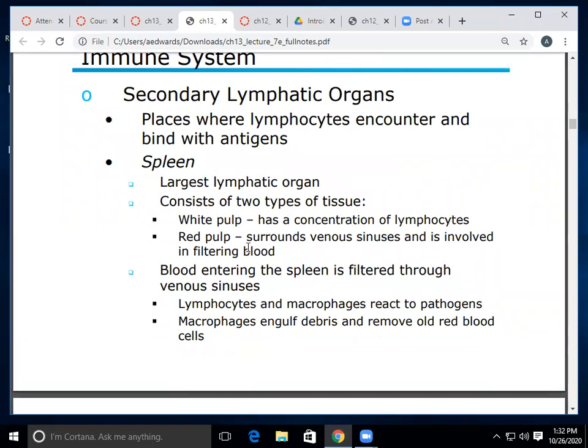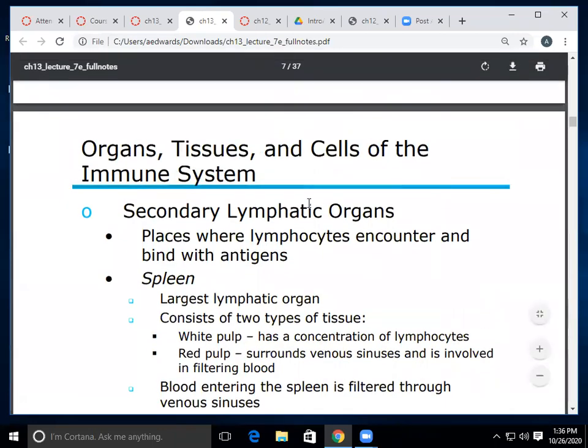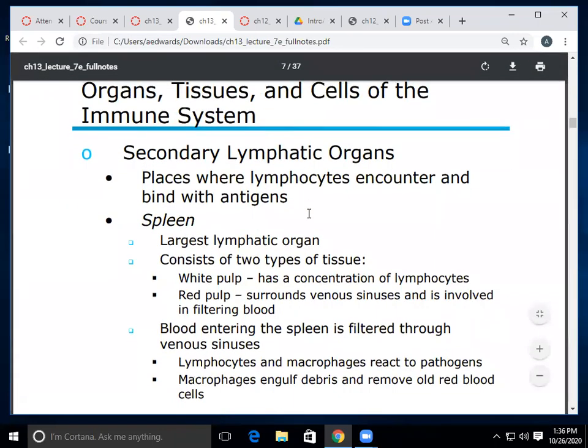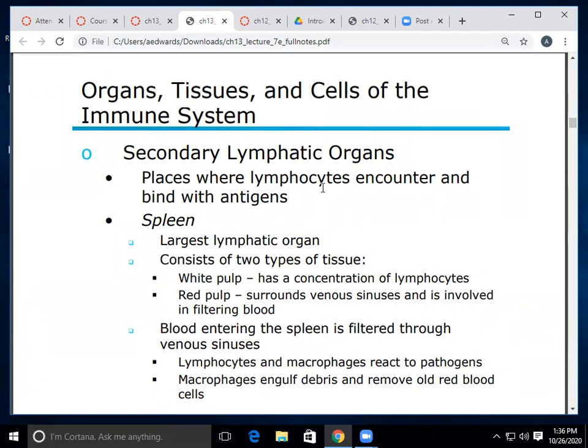Let's take a break before we discuss the secondary. I want you to discuss the primary lymphatic organs and lymphatic cells with your partners. You can do this at home as well. We are going to pick up with secondary lymphatic organs on Wednesday. So I'd like for you to work on your exit tickets, and we'll pick up here next time.